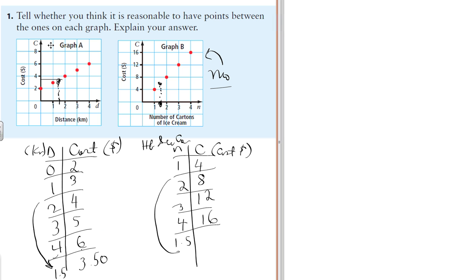So for this particular graph, yes, it's reasonable that we could have points between the ones. In this case, 1.5 would be reasonable for this particular question. 1.5 would not be reasonable here simply because of the units we're dealing with. This one's cartons of ice cream, and that one is kilometers.